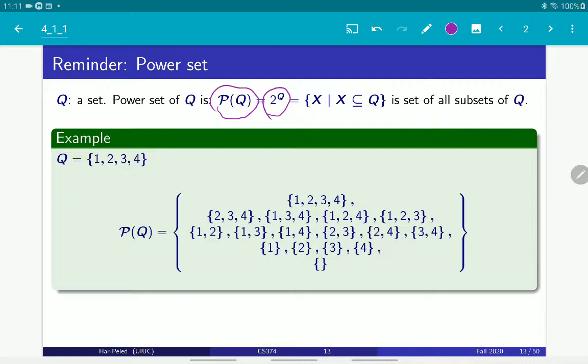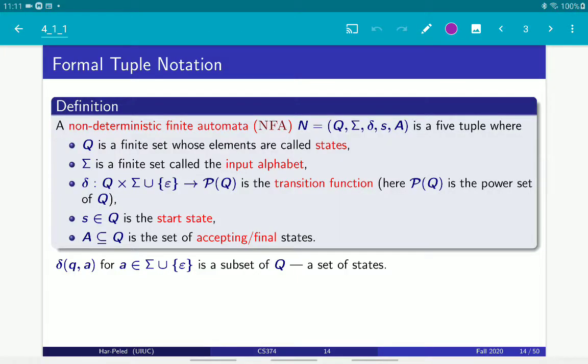So if you have a set of 4 elements in this case, right, the power set is going to have 16 sets. And all those 16 sets for this example are listed here. So this is the power set. And let's continue for NFAs.